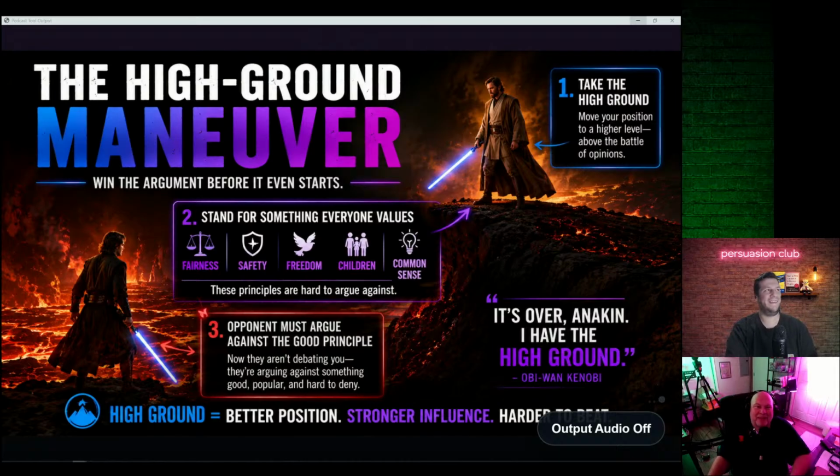Okay, and then number three was the opponent must then argue against that good principle. So if you bring up what about the children, or what about fairness, what about safety? Then that causes the opponent to have to start using their tired, detailed arguments, and it brings them down. All right, I think we'll call that good for the high ground for tonight.